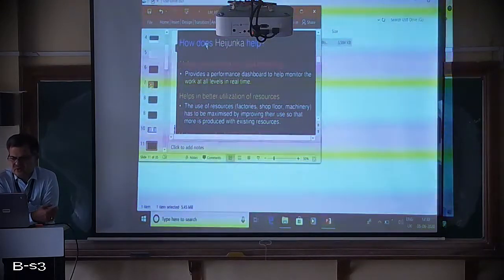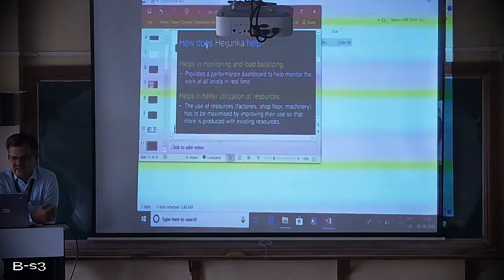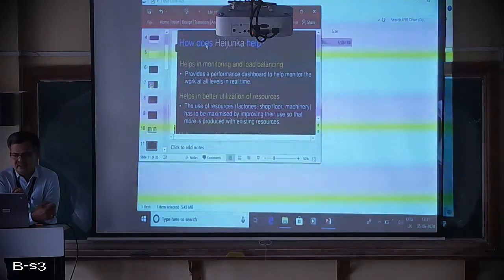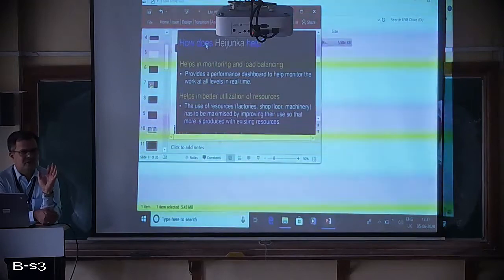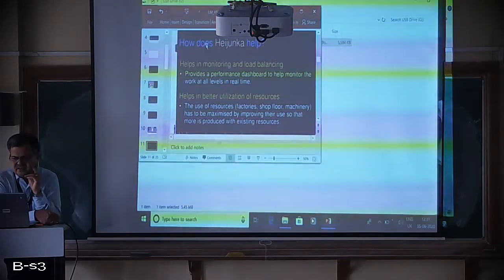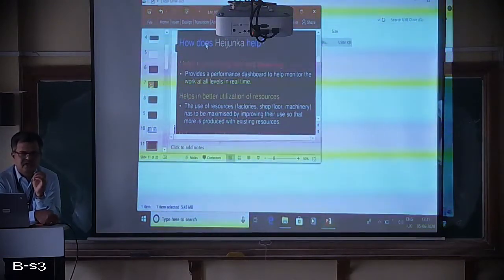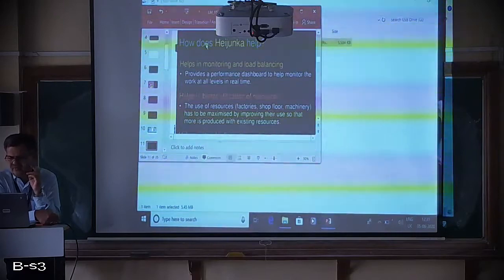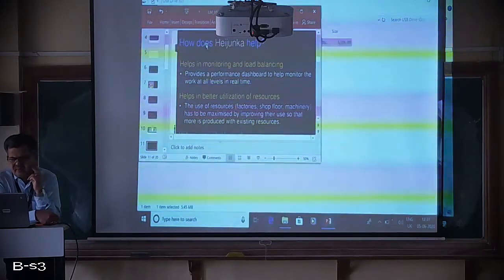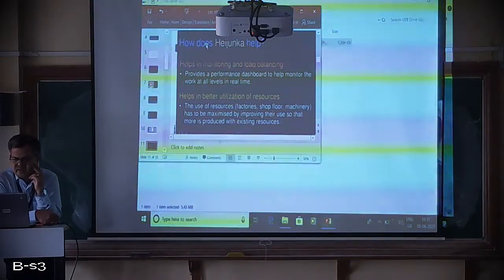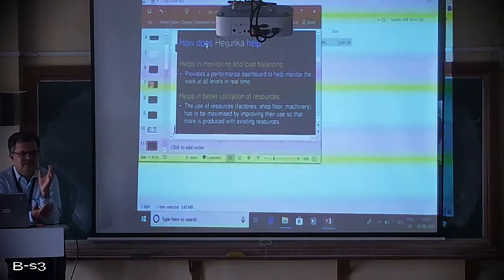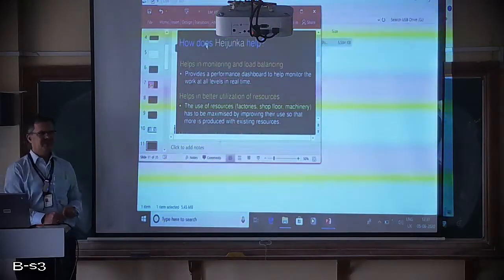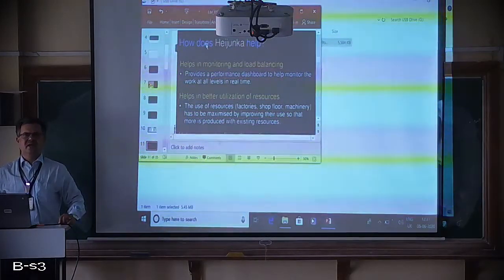It provides a performance dashboard to help monitor the work at all levels in real time, so all levels should be loaded properly. Next, it helps in better utilization of resources. All the resources should be effectively utilized, and not kept idle, like factories, shop floor, machinery. They have to be maximized by improving their use so that more is produced with the existing resources, instead of buying or adding new resources. That's what Heijunka level scheduling helps in.